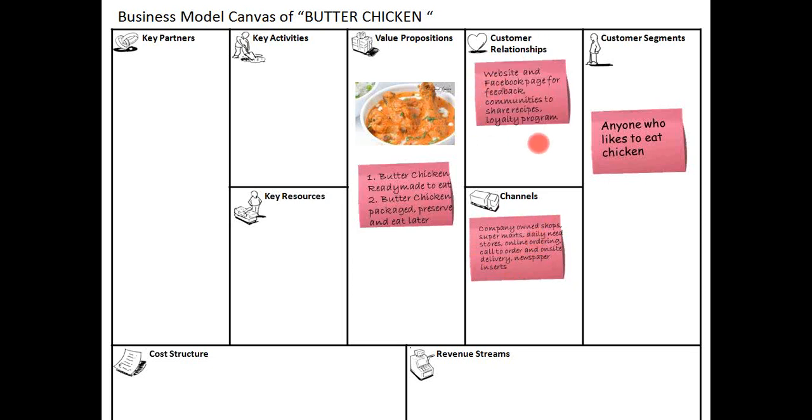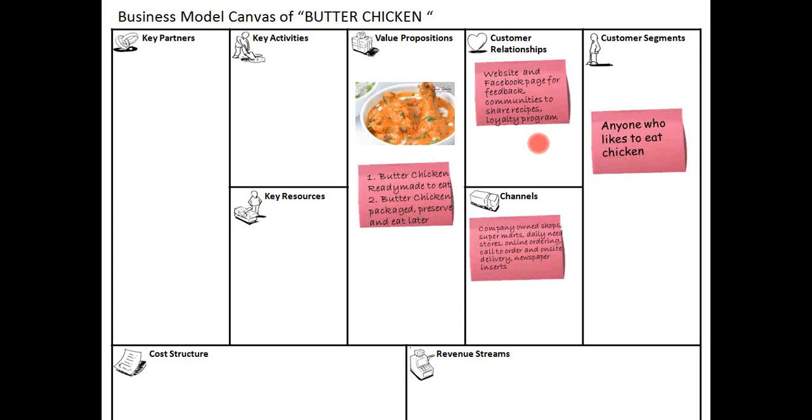Now, what kind of customer relationships could I build? Maybe I'll have a website and a Facebook page for feedback. Today, most FMCG products have their own Facebook pages where people comment, and there's a lot of exchange that happens. I could create some kind of community of chicken lovers, where they share a lot of chicken recipes.